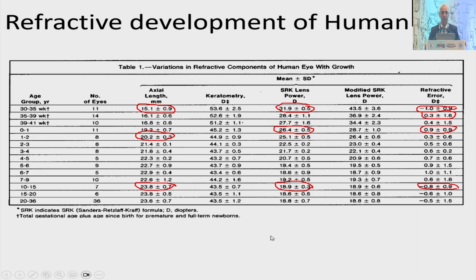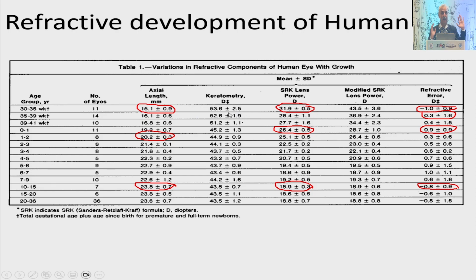So what these people did, they went to the nursery where the kids are born, and they took the consent from the parents, and they put a drop of cyclopentolate in each of these kids and did the axial length, keratometry, refraction, all the examinations, right? But they did it with consent, otherwise it would not have been the correct thing to do. So they realized the axial length at the age of 35 weeks is 15.1 plus minus 0.09, which is a very small eye. And you see the keratometry, it's about 53.5, so it's very steep.